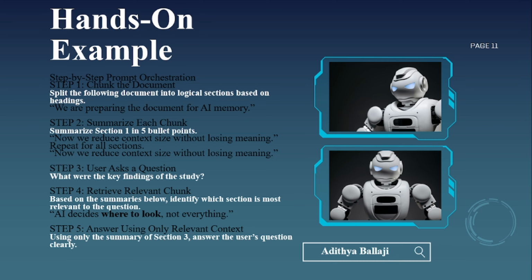Now next what will happen is "using only the summary of section 3, answer the user's question clearly." So I am the user. I will tell it, based on this particular section, whatever question I ask you, answer me. So that when I ask a question, AI knows that I have to only look in this particular section, not anywhere else. So this is known as basically prompt orchestration.